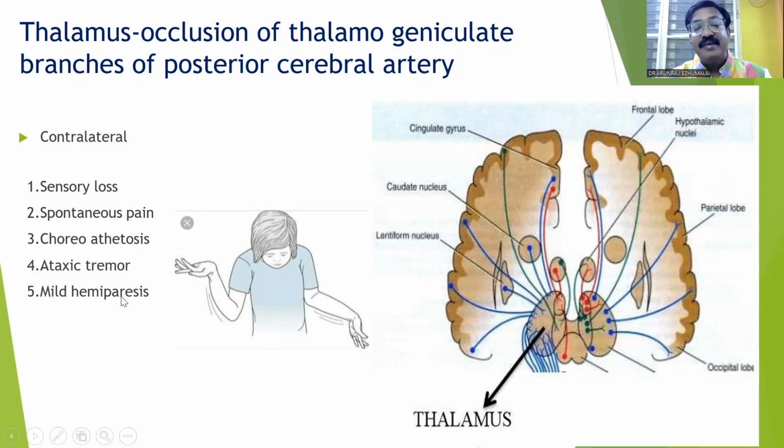Choreoathetosis may be there, ataxic tremor may be there, and mild hemiparesis. Hemiparesis, pain, and hemianesthesia: these are the features fitting for thalamus.